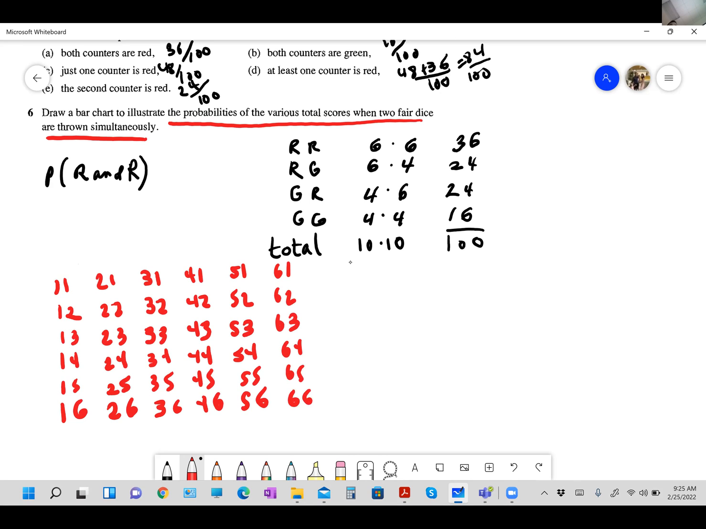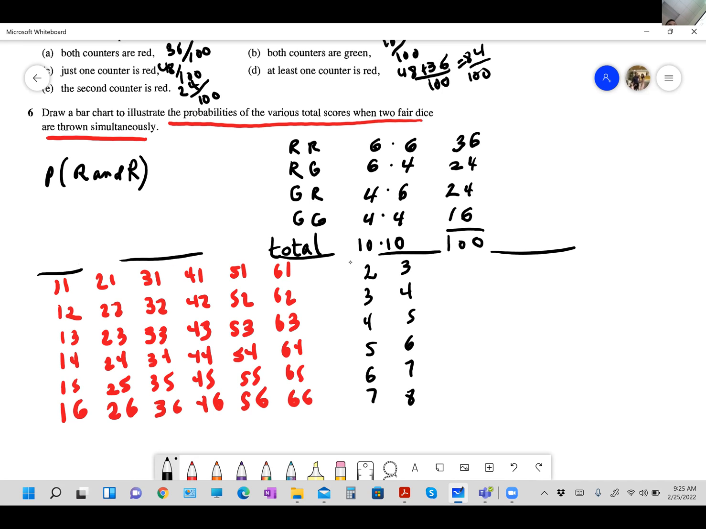Agreed? So we do the scores. It looks like this. The scores are 2, 3, 4, 5, 6, 7. And then we have 3, 4, 5, 6, 7, 8. And then we kind of make a separation. So remember this here's for number 5, and this here's for number 6.